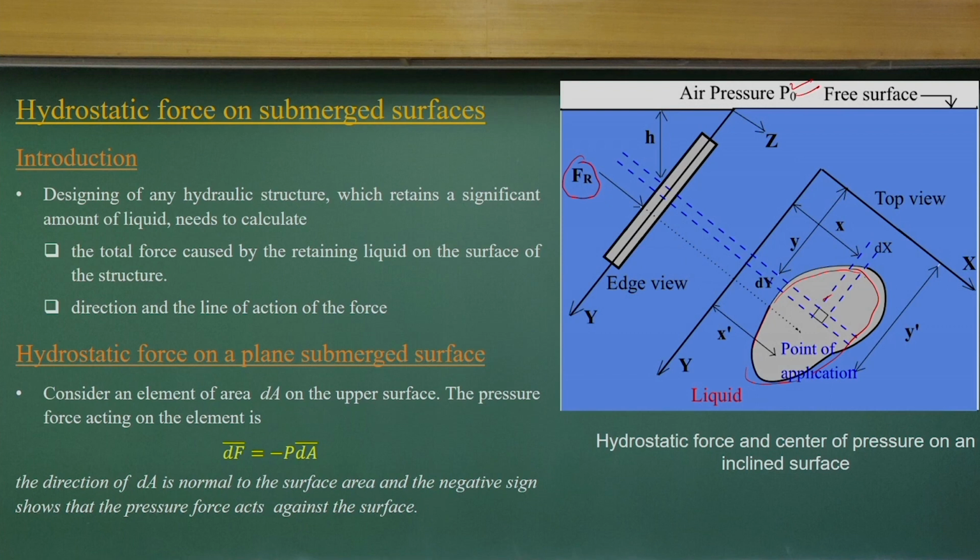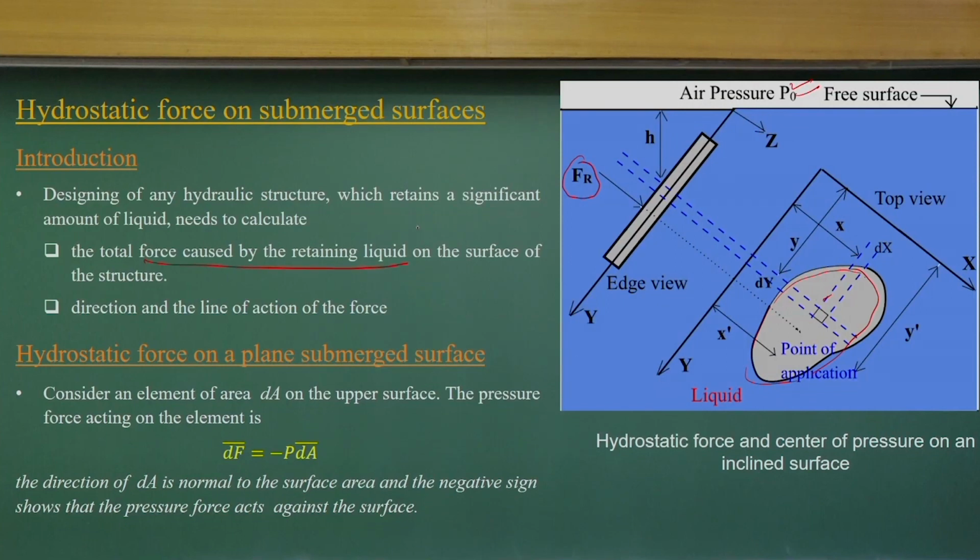If we know these two things, then we can design what type of material to be used and what type of lifting arrangement should be there, if this is equivalent to a gate condition. The submerged plate can be considered as a gate. So, we are looking at the total force caused by the retaining liquid, its direction and line of action. The direction will always be perpendicular to the surface, and the line of action of the force is the center of pressure.